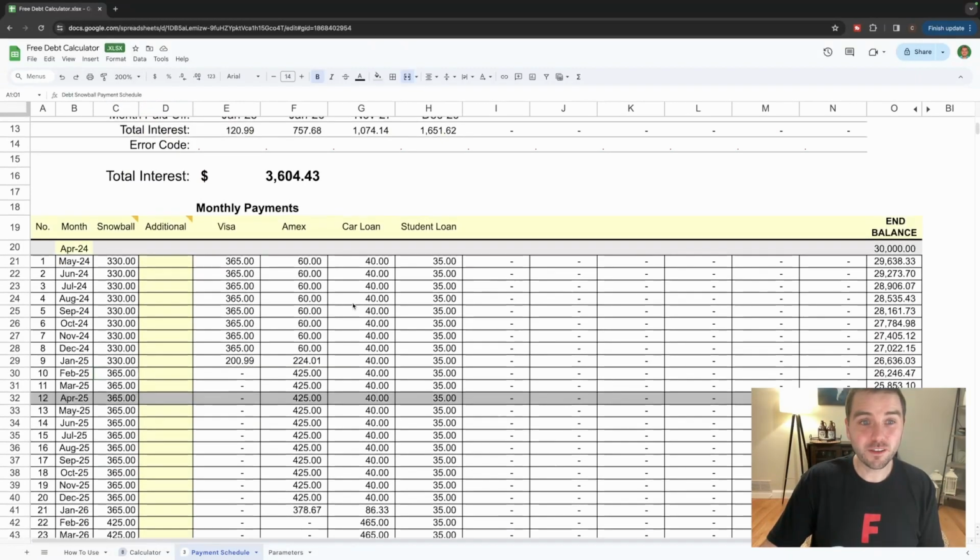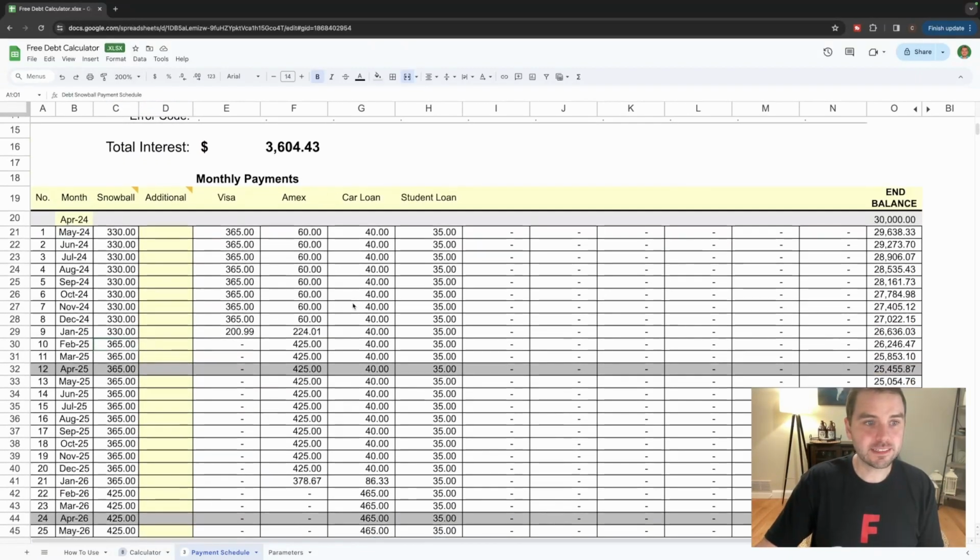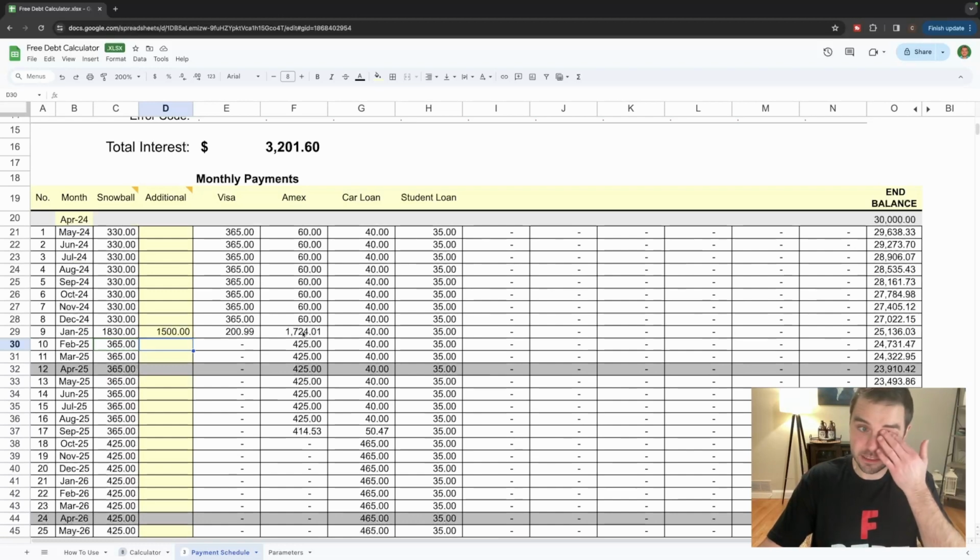And there's one other section that I wanted to show you. So let's say, for example, in December, you get a bonus at work, right? And you get a bonus for, I don't know, $1,500. You can add a one-off payment into this additional column, and I'm going to hit enter, and you're going to see what happens here. Boom. So all of a sudden it adds to this month's snowball, and it impacts the next debt, obviously, that it's going to help. So this column here is to add any additional money that you might have every month.